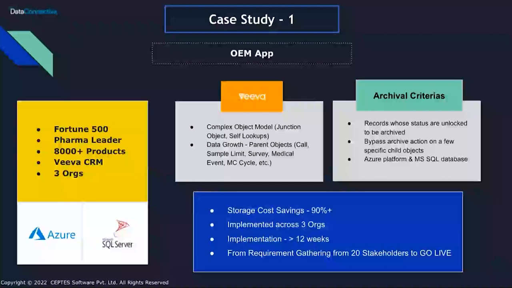At the end of the go live, what we got was 90% savings for the customer. This is what you can also do. As an OEM partner, you partner with DataArchiva, and you will be able to help your customer save 90% of the cost. Beautiful, isn't it? So let's look at the next case study.